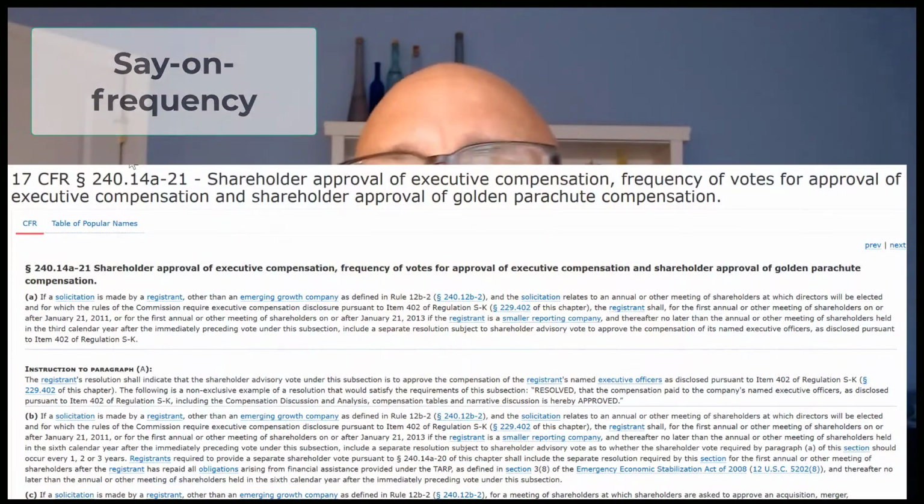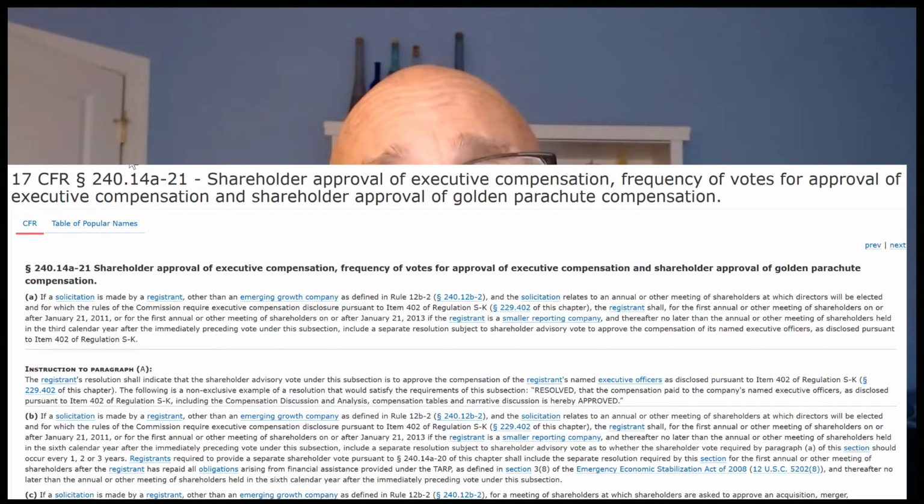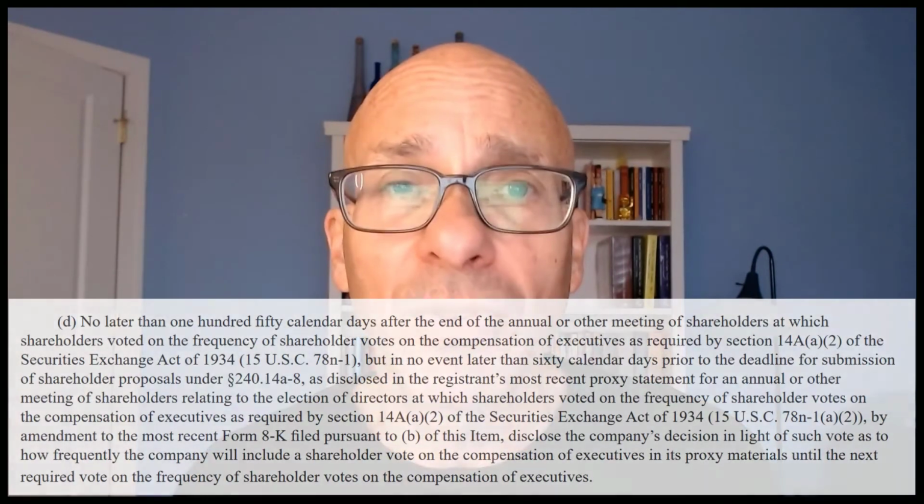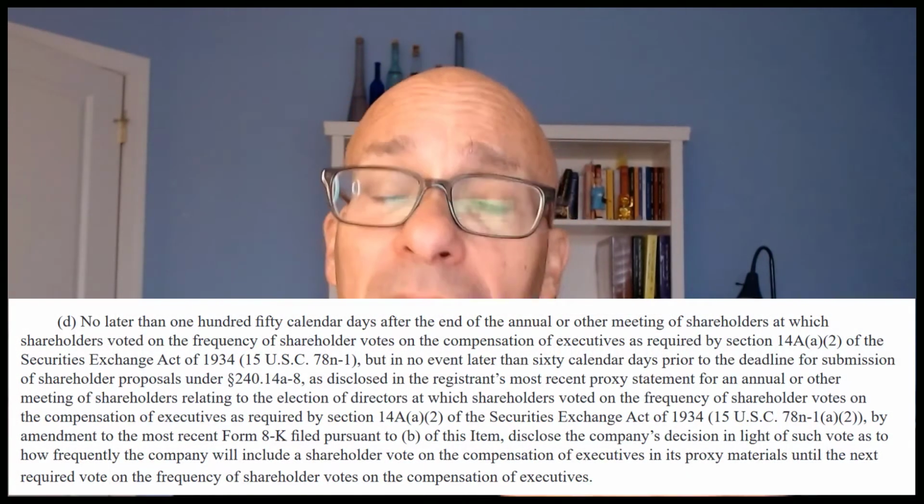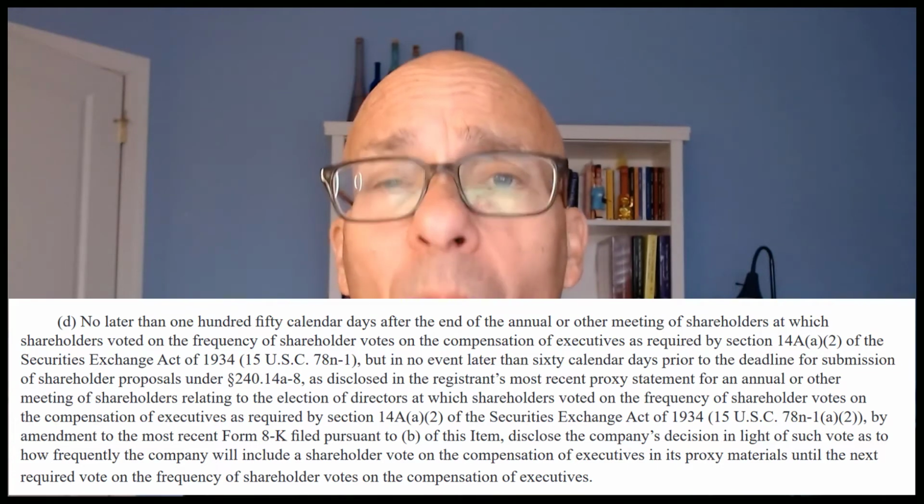Say on frequency. So under Exchange Act Rule 14a-21(b), companies are required no less frequently than once every 6 years to provide for a separate shareholder advisory vote at their annual meeting to determine whether the say-on-pay vote will occur every 1, 2, or 3 years. This is called say-on-frequency. If a say-on-frequency vote is on your ballot this year, you'll need to disclose the results in your Form 8-K. But you also might want to remember to disclose the company's decision as to how often the company plans to conduct future say-on-pay votes as required under Item 5.07(d). This decision may be included in the same Form 8-K in which you report on your voting results.